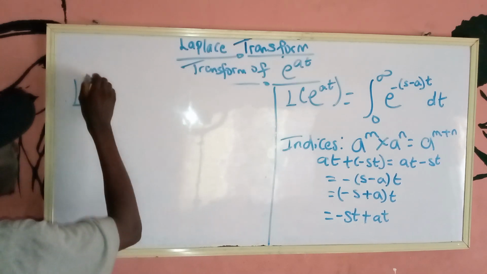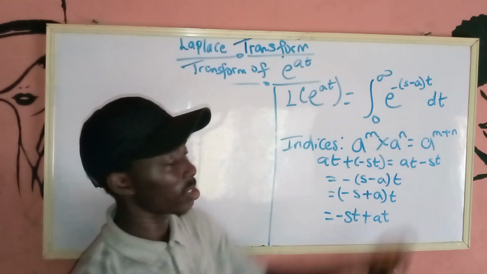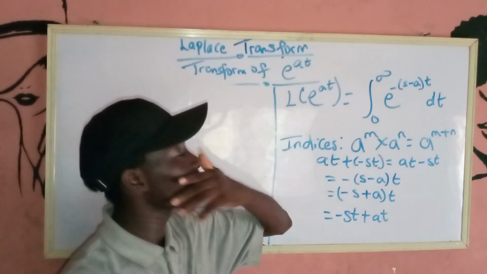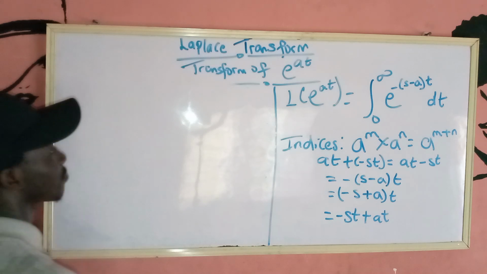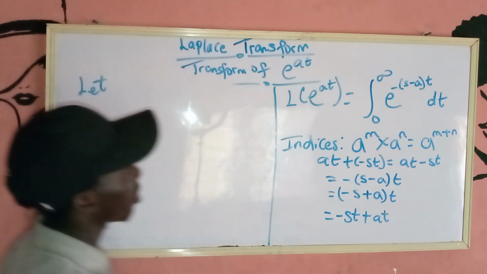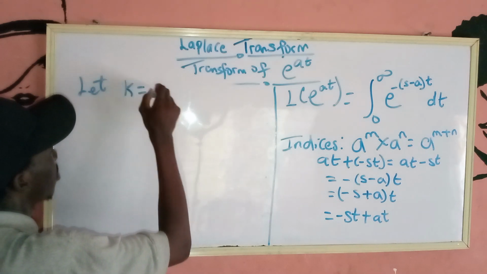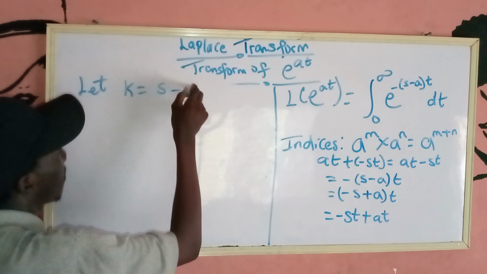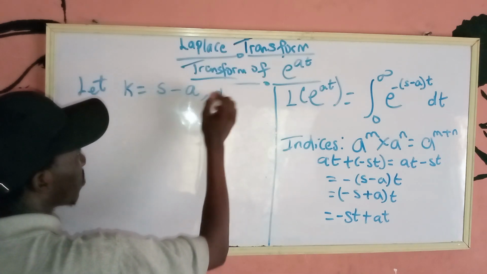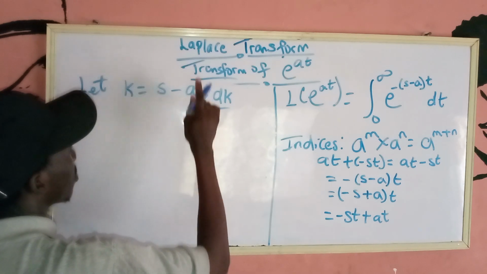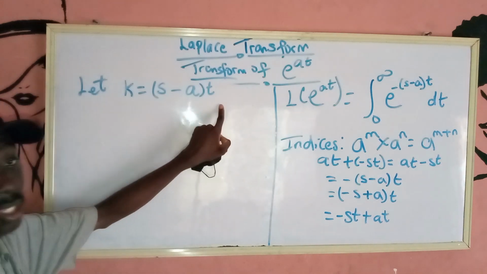So that takes us to this. To make the integral easier, I want to continue from there. What you can do is make a substitution to reduce it. So you can say, okay, let k equal s minus a, are you getting? Sorry, I want my k to be s minus a multiplied by t.